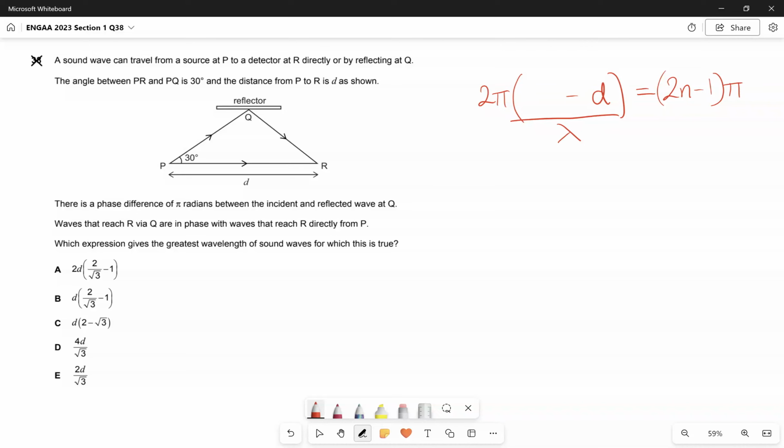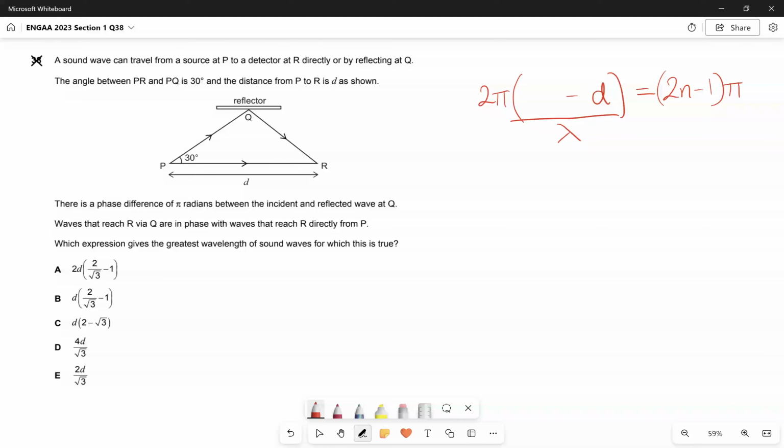So we need to work out the path difference over lambda times 2 pi. That will give us the phase difference, and then this should be an odd multiple of pi, so that when we get the extra phase difference of pi at Q, we get a solution where the two waves arrive in phase at R. So that's the logic for this.